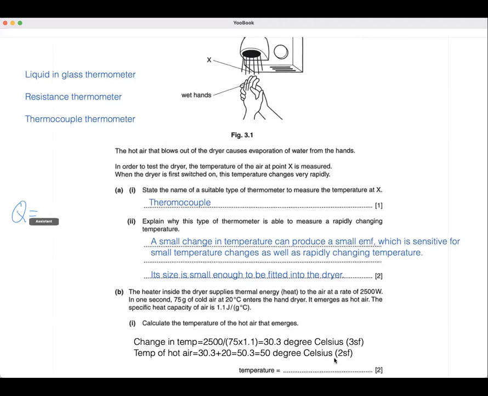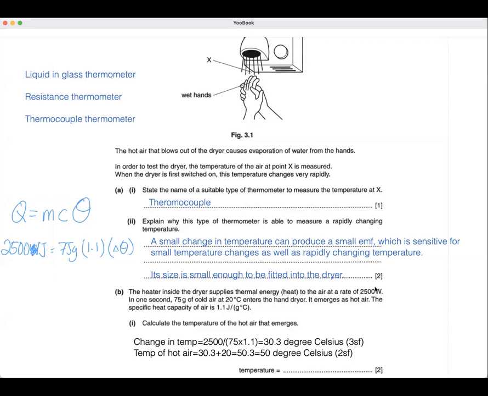So all of you learned this before. Q is equal to mc theta. Your Q in this case is 2500 watt. Sorry, in this case it is joule, is equal to the mass, in this case 75 gram. Your c is 1.1, and your change of temperature is down here. So can you, Yuting, put in the formula inside?